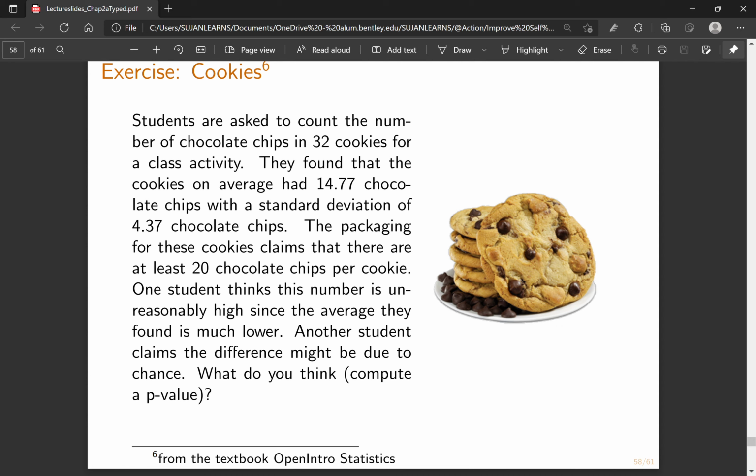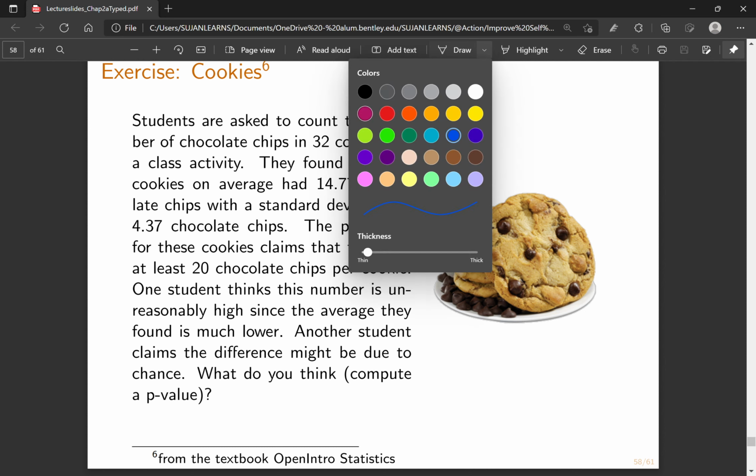In this example, we have 32 chocolate chip cookies, where each cookie has chocolate chips on it. Therefore, the 32 is our n. Let me highlight this. 32. This is our n.